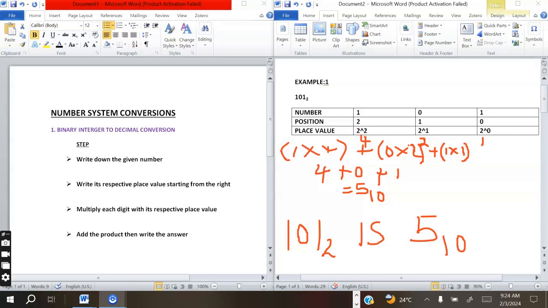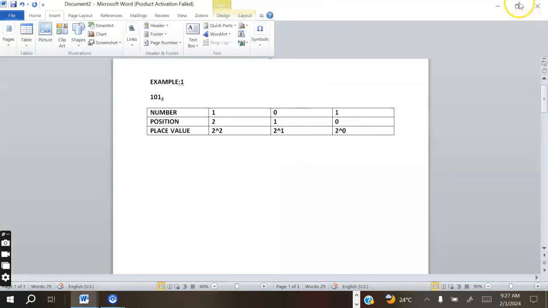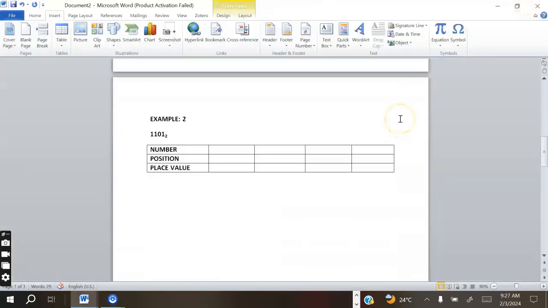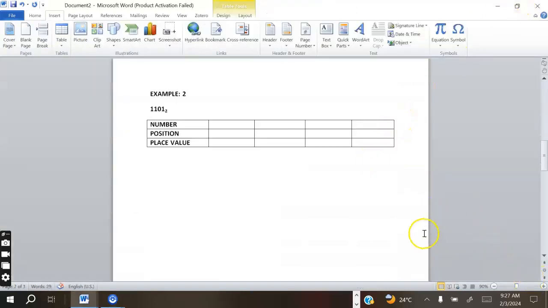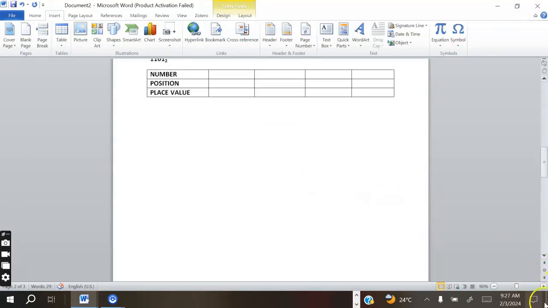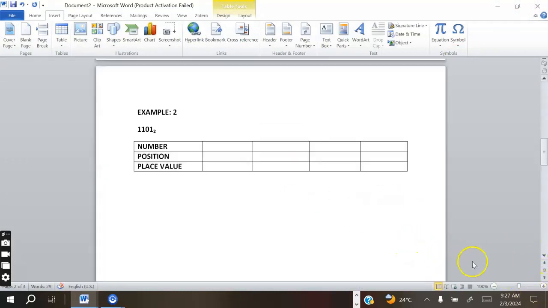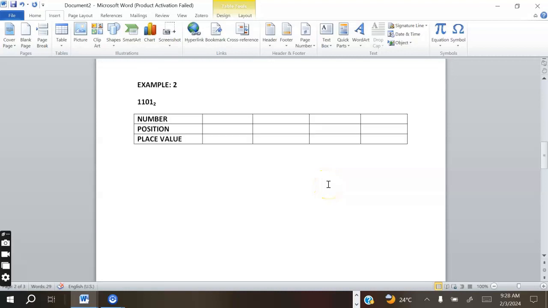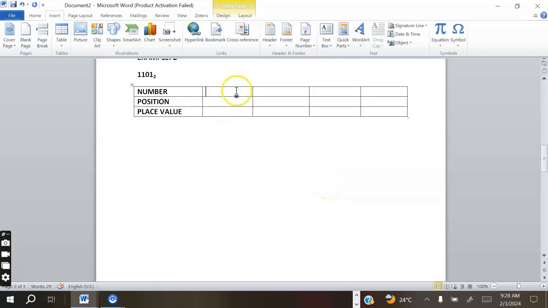I hope up to that point we are together. Okay, let's move now to another different example. Let's move to our number 2. Let me make it a little bit larger. So step number 1, you write the number. I will be a little bit fast here since you have already learned how to go about it.